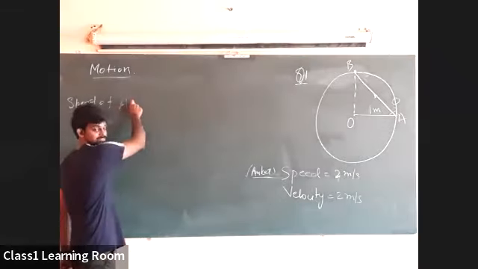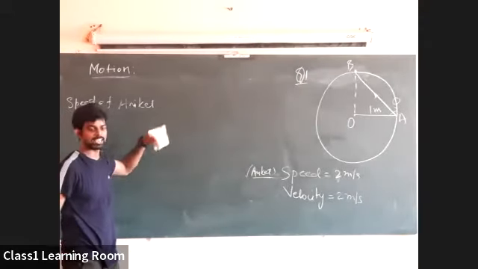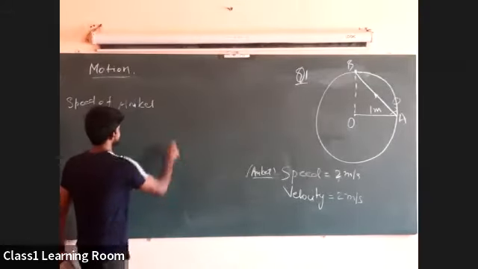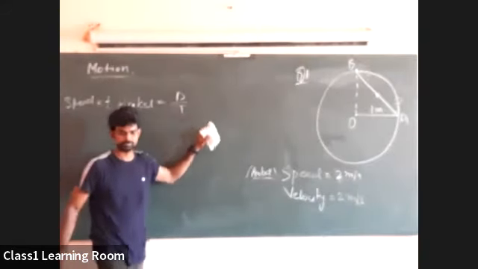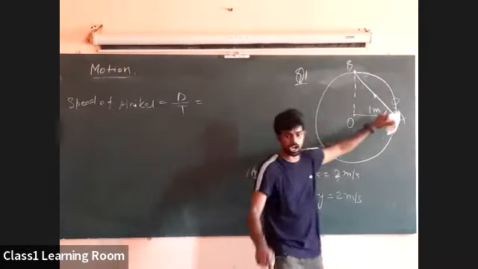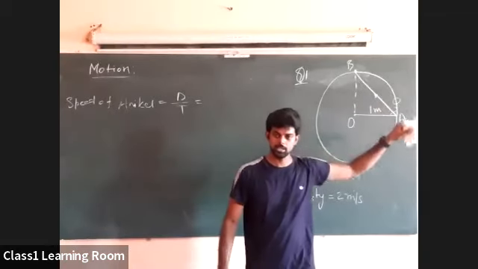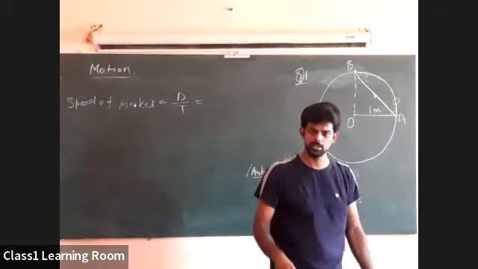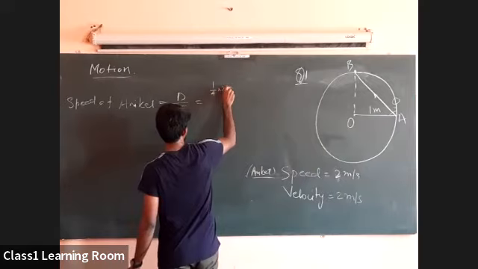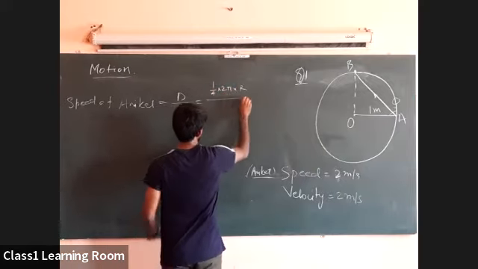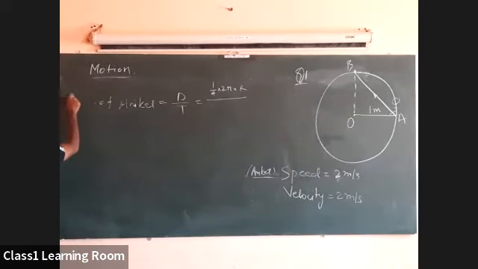So distance traveled by time taken. Distance is how much? How you will calculate the distance? So distance is 1/4 into 2 pi r divided by time taken. Time how much? Okay, so we have to calculate the time, right?